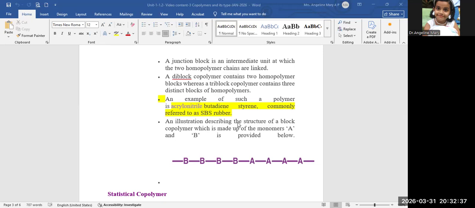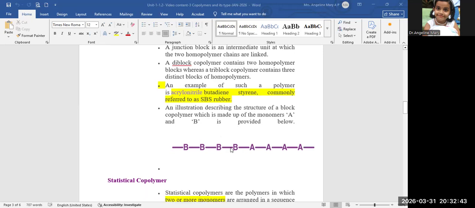An illustration describing the structure of a block copolymer, which is made up of monomers A and B, is provided below. One type of monomer is A, and the other type is B. So this is a diblock of homopolymers: an A type of homopolymer and a B type of homopolymer, with a junction intermediate between them. So this will be called a diblock copolymer.